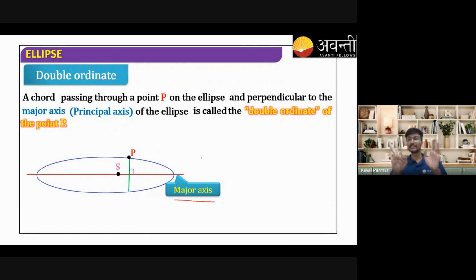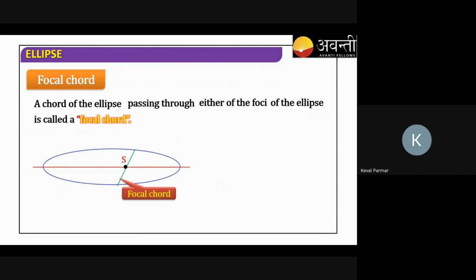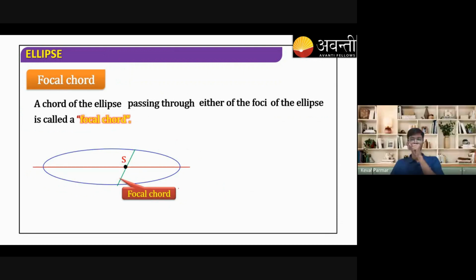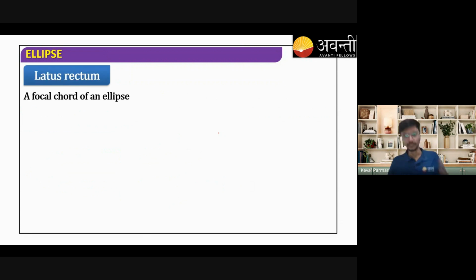Now, if a chord satisfies both conditions, that means it's a double ordinate as well as a focal chord, then that is a specific chord known as the latus rectum. So the latus rectum is both. It's a double ordinate as well as a focal chord. So let's define focal chord. We have already defined it. This is a chord which passes through focus. Therefore, it is a focal chord. Latus rectum. Now, this is what I am trying to say. A latus rectum is both a double ordinate as well as a focal chord.